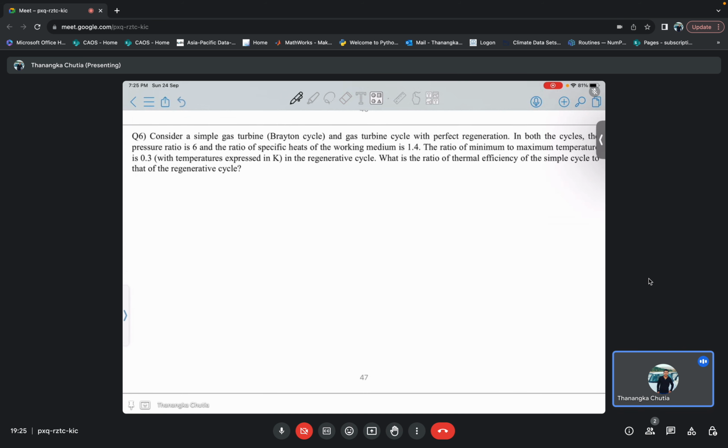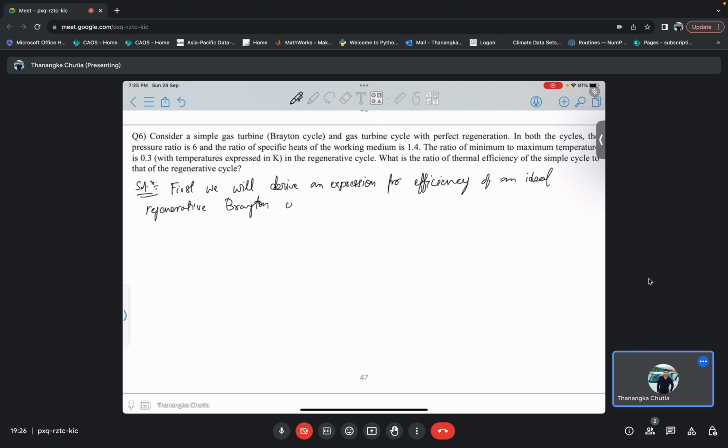Now we have to calculate. First we will derive an expression for efficiency of an ideal regenerative Brayton cycle. Now how will we do that? So before that, let us first check what is basically a regenerative cycle.